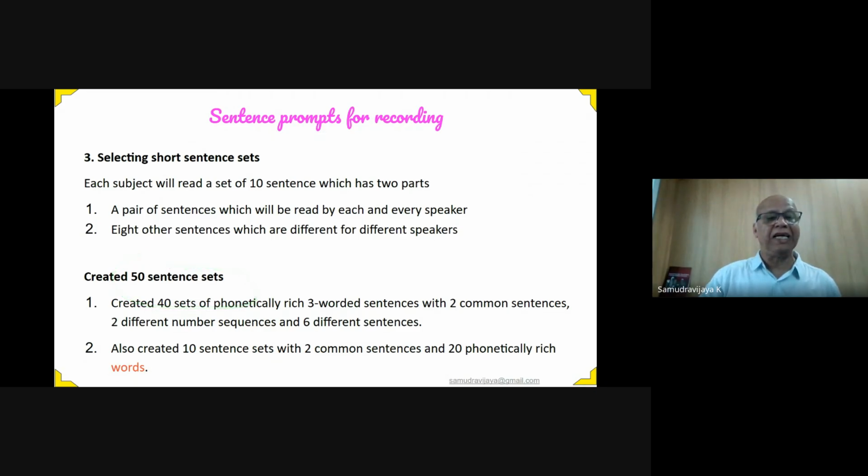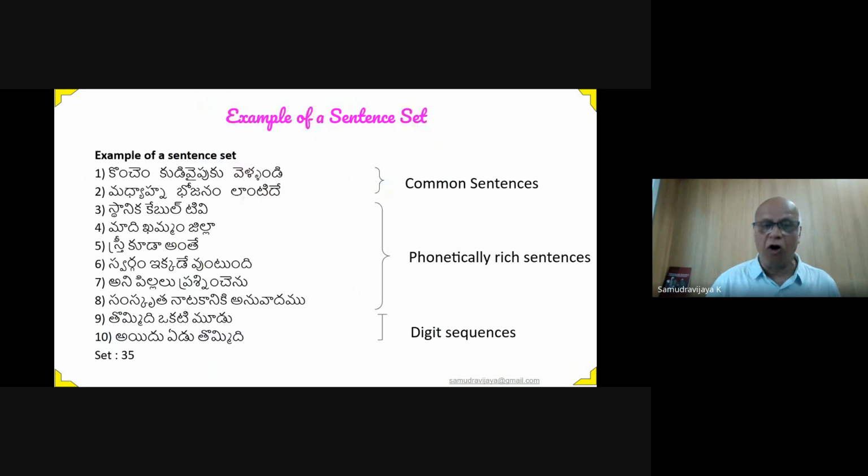And out of the 8 different sentences, we also felt that it is easier for people to speak digits. 1, 2, 3, 7, 8, 9, 5, 6, 7, not necessarily in that order. Any combination of digits, it's easier for people to speak. So therefore, the last 2 sentences of the set consist of digit sequences. So this is an example of a sentence set. There are 50 such sentence sets. This is sentence set number 35.